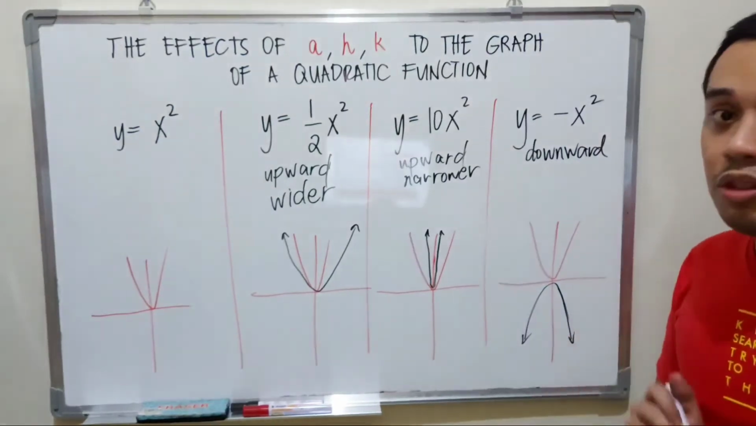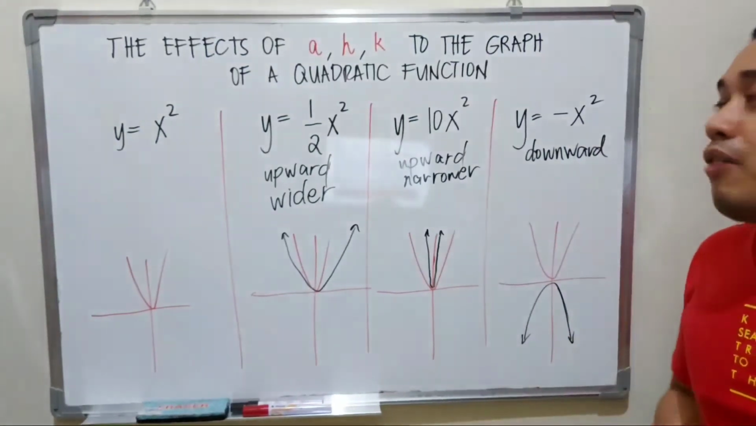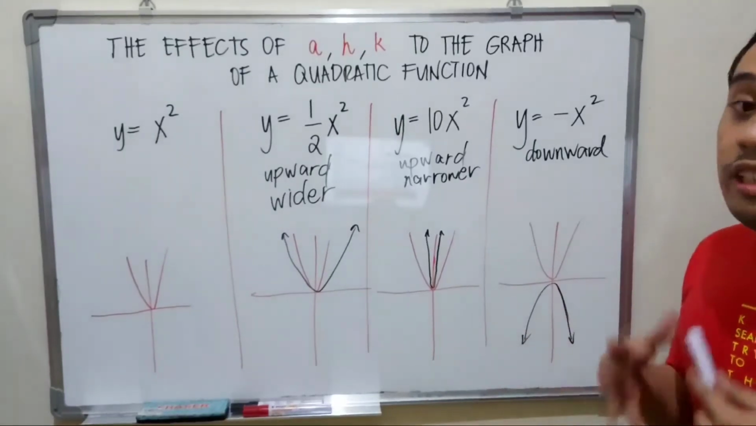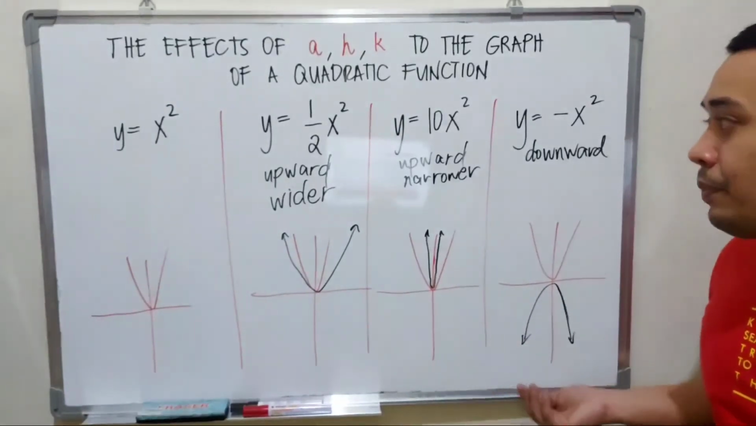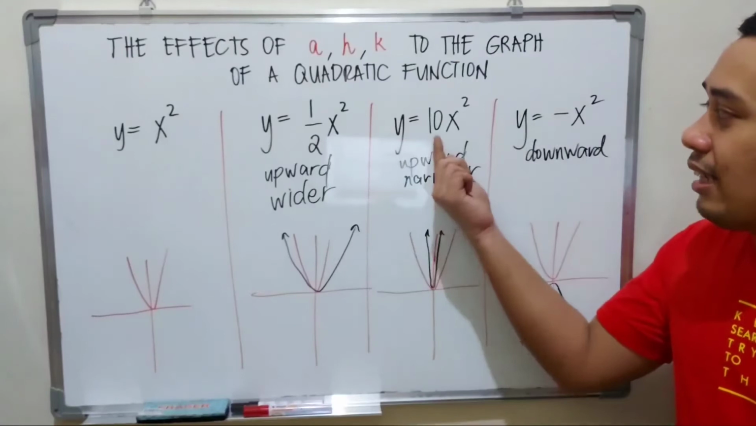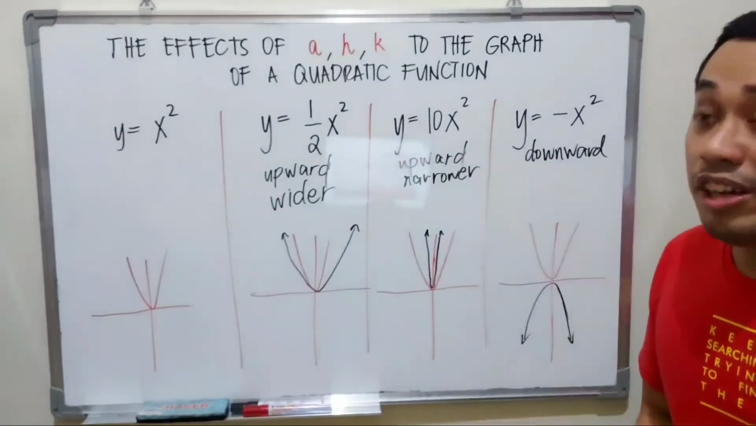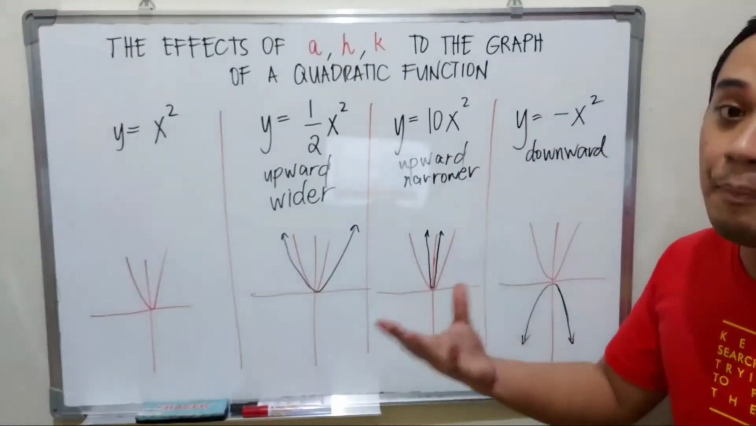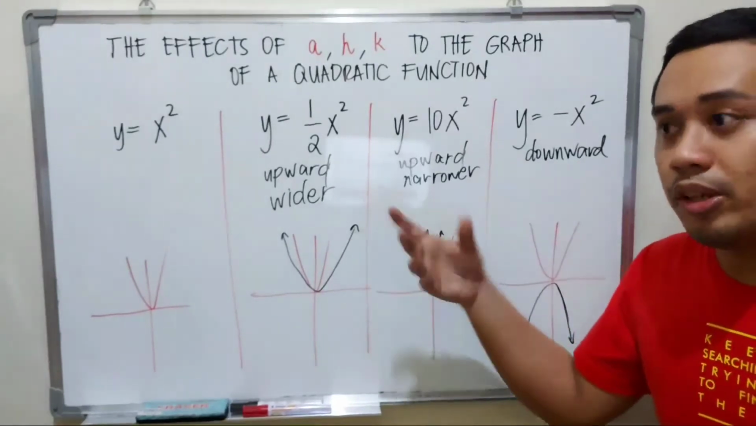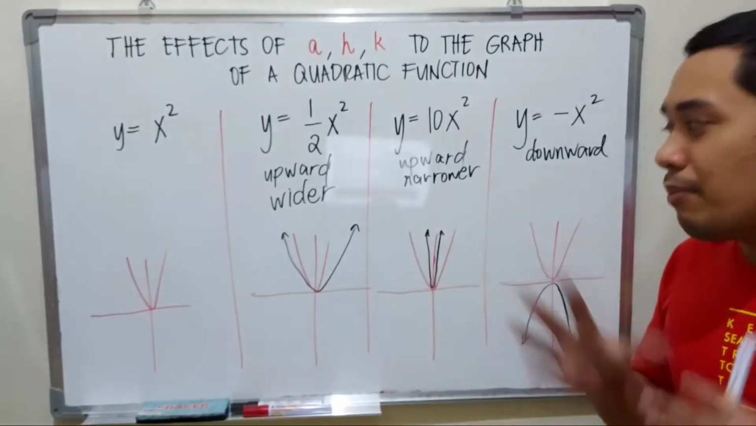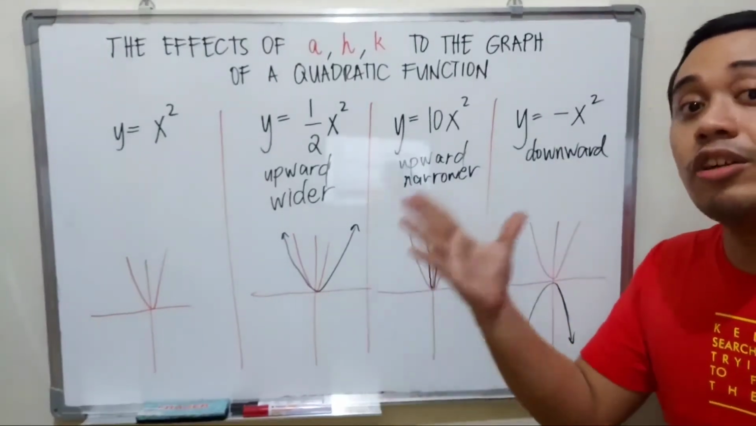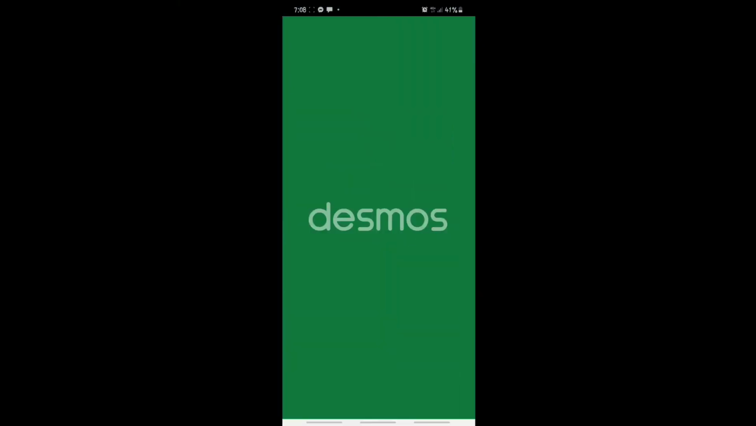Assumingly, that will be the form of our quadratic function graph or yung parabola natin. So, by looking at the value of our a, makikita natin kung saan siya dapat naka-open, kung upward or downward, and at the same time, makikita natin kung gaano ka-wide or ka-narrow yung graph natin.